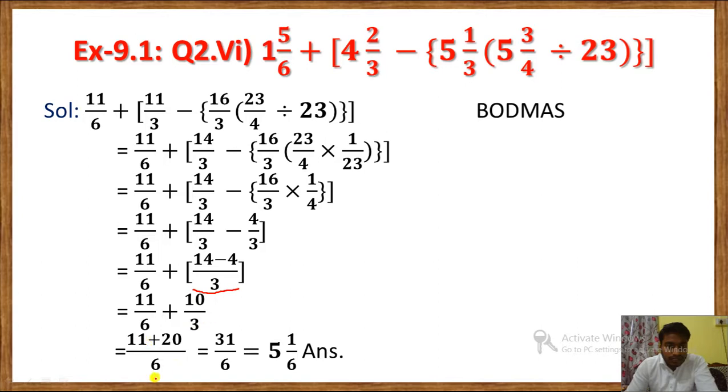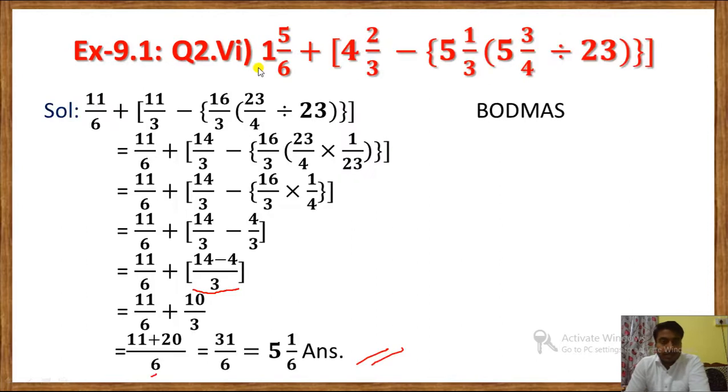When we take the LCM it will be 6. When we divide by 6 it goes one time, and 1 into 11 is 11, plus we divide by 3, it goes 2 times, and 2 into 10 is 20. Now we add 20 plus 11, 31/6. When we divide we get the mixed fraction 5 1/6. This is the answer. Understood? So this is how you have to solve.